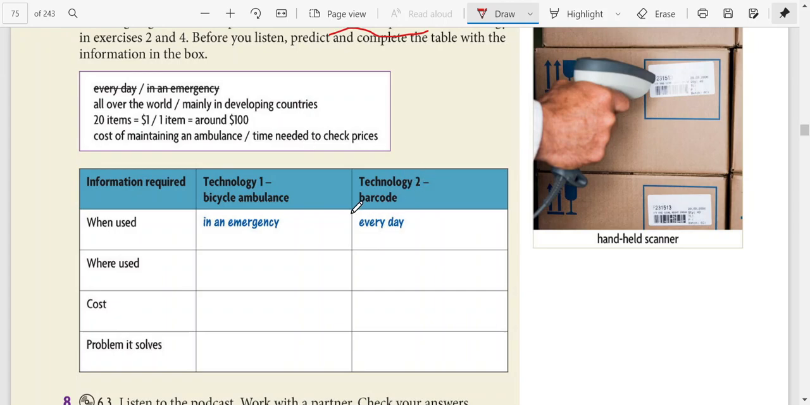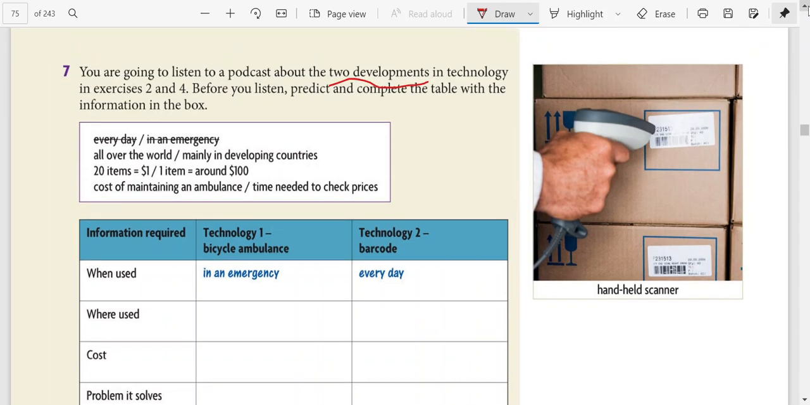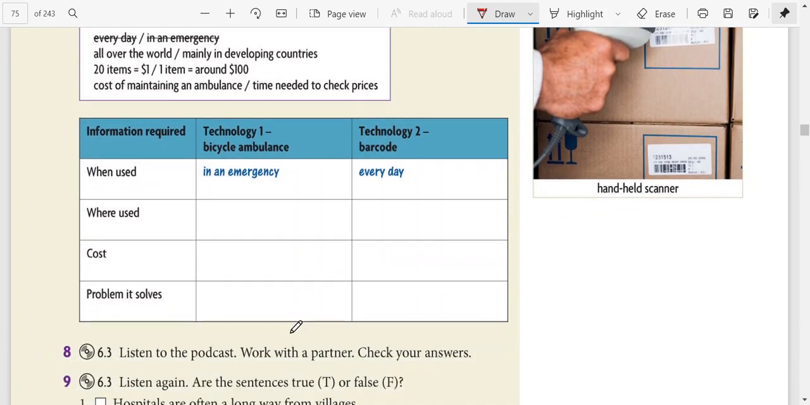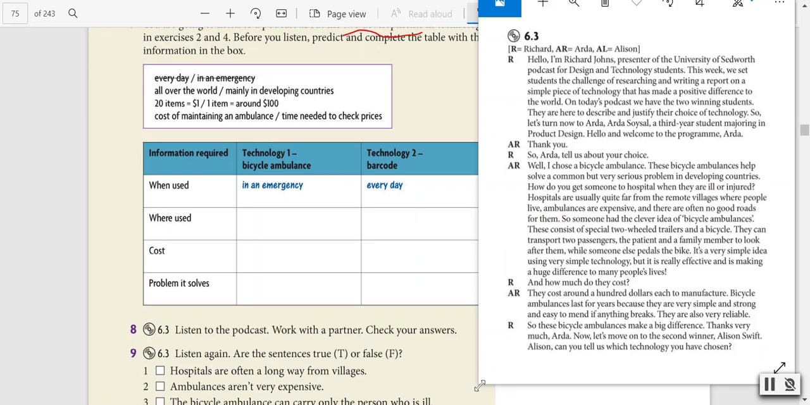I will play an audio for you. Let me see which audio. 6.3 in here. I'll play the audio and you must write down this information in here. The audio can play again, listen carefully. To be clear, I'll bring the text that we have about this. Listen carefully and try to focus on this text and also the answers that we can use in here.